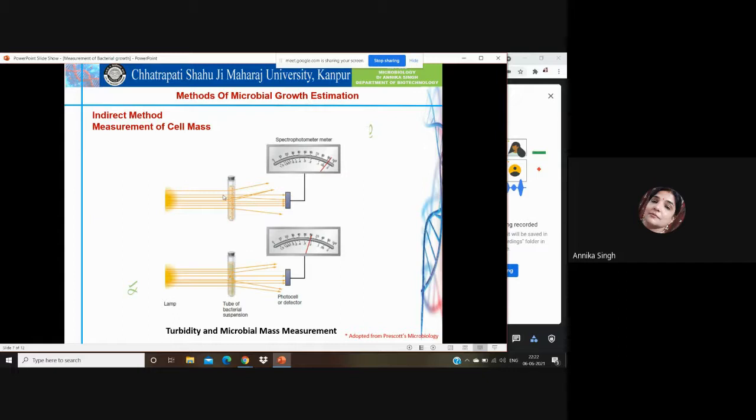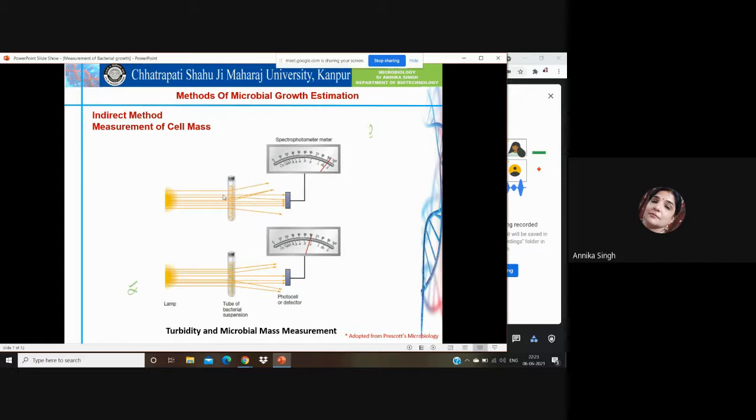Absorbance is linearly related to the cell concentration, and this is true for absorbance levels less than about 0.5. If the sample exceeds this value, it must first be diluted and then absorbance measured. So the condition is that the absorbance level must be less than 0.5. This is how we can measure the cell mass of a particular cell suspension or microbial cell culture.